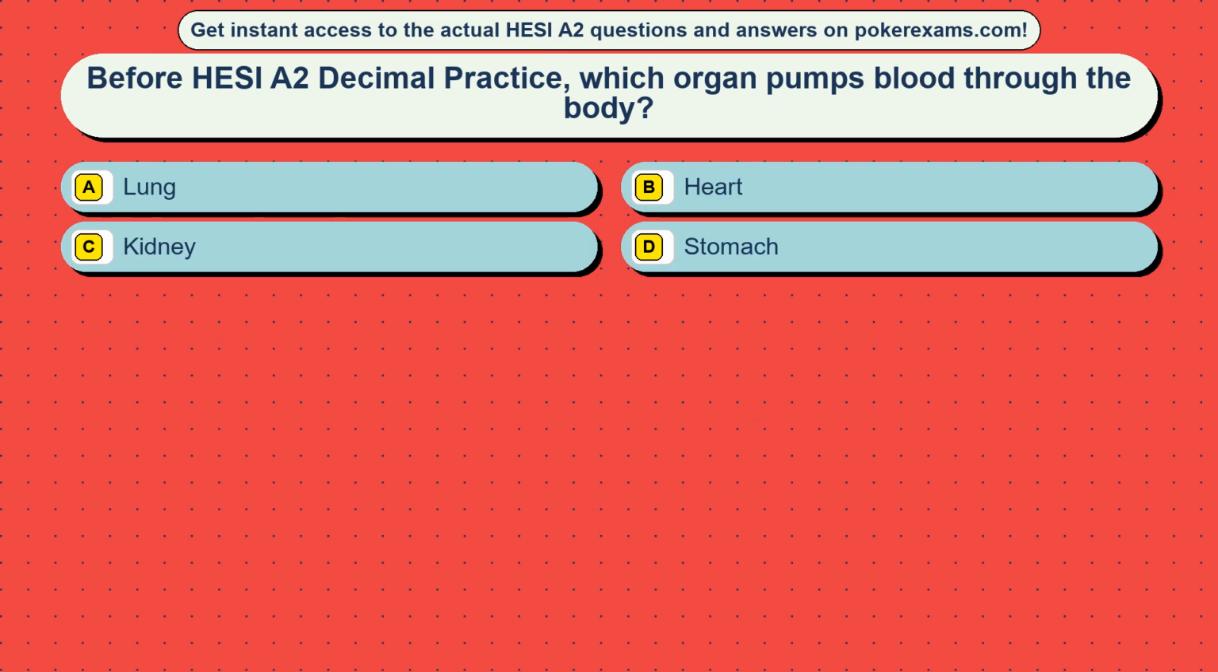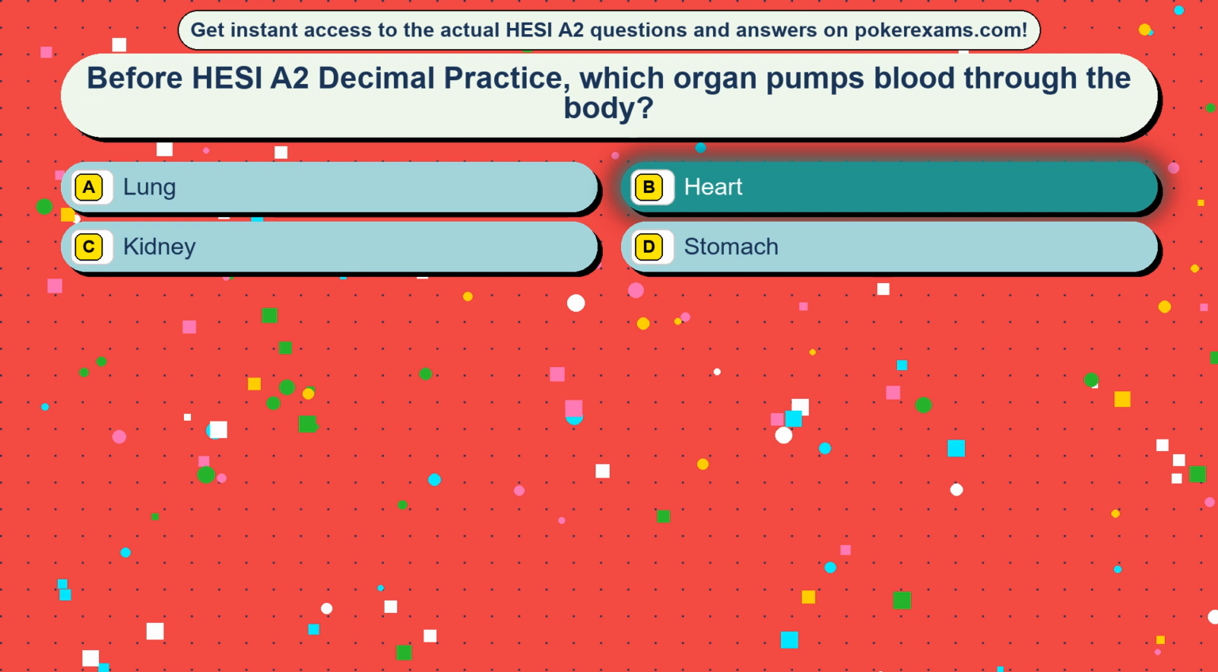Question 5. Before HESI A2 Decimal Practice, which organ pumps blood through the body? Option A lung. Option B heart. Option C kidney. Option D stomach. The correct answer is option B, heart.